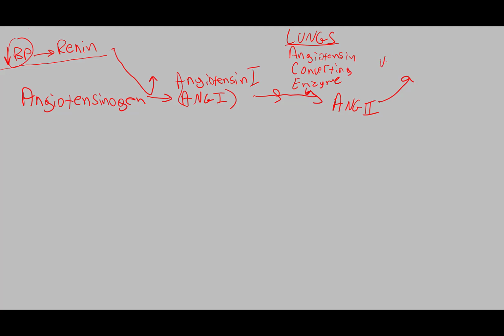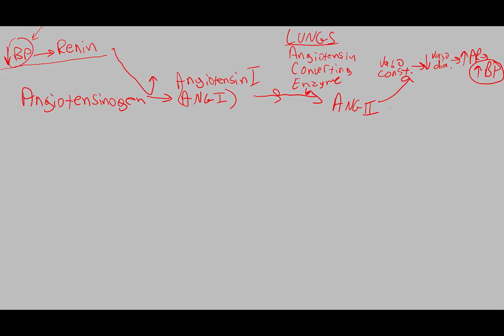So it causes vasoconstriction, which decreases vasodiameter, which increases peripheral resistance, which increases blood pressure. And that's what we want if there had been a drop in blood pressure to begin with. That's our short-term fix. But we need a long-term fix.